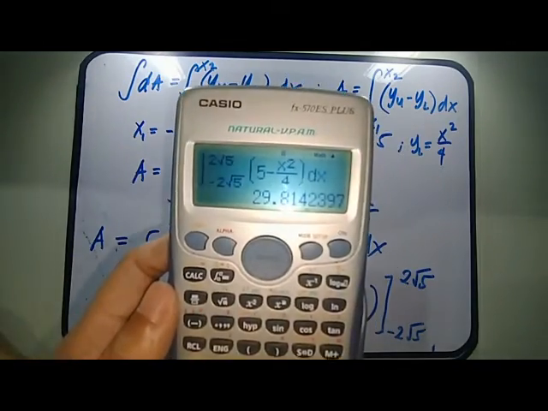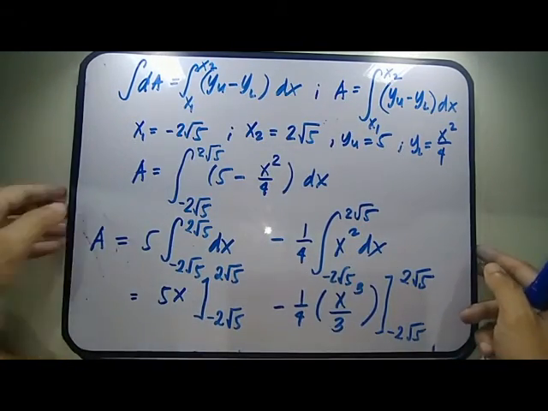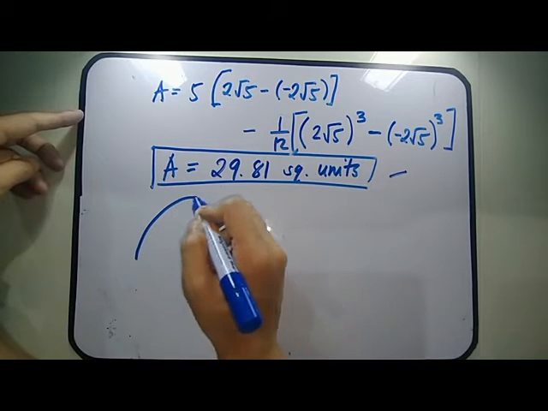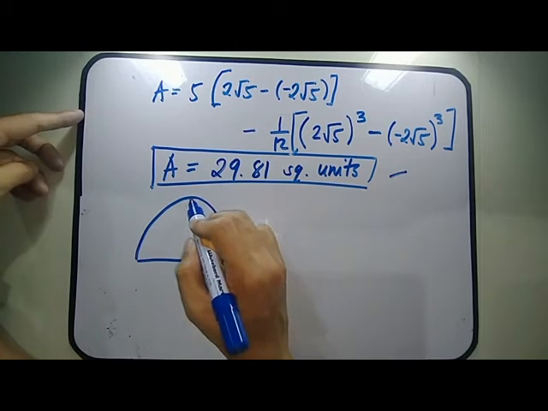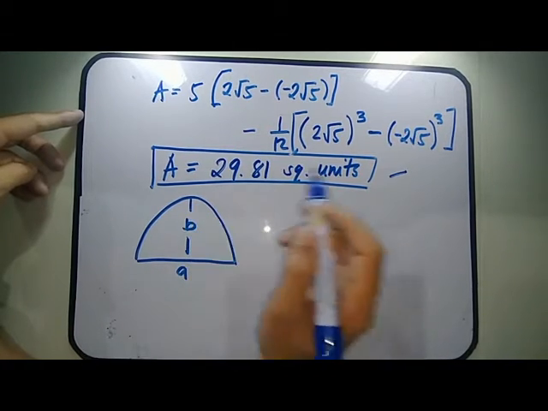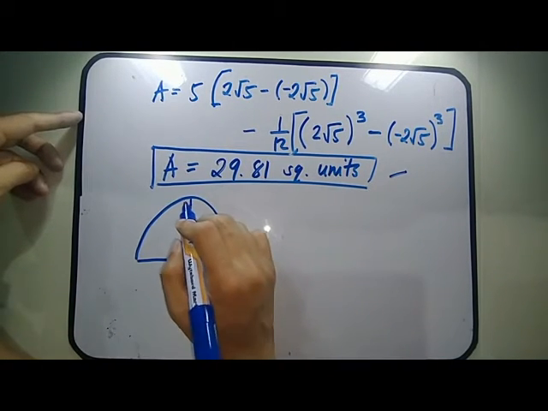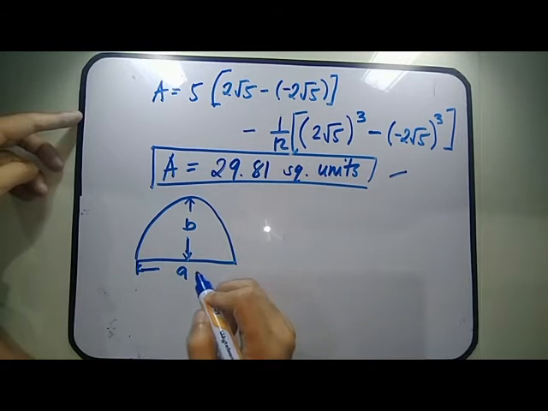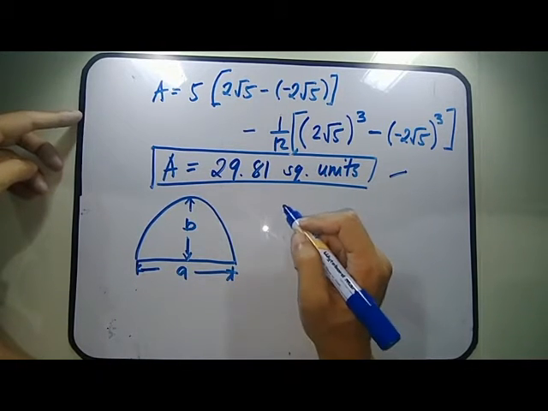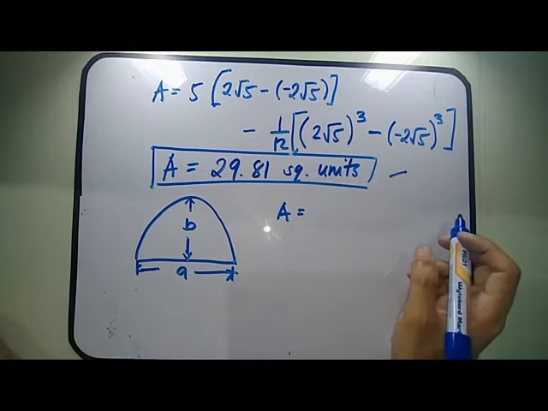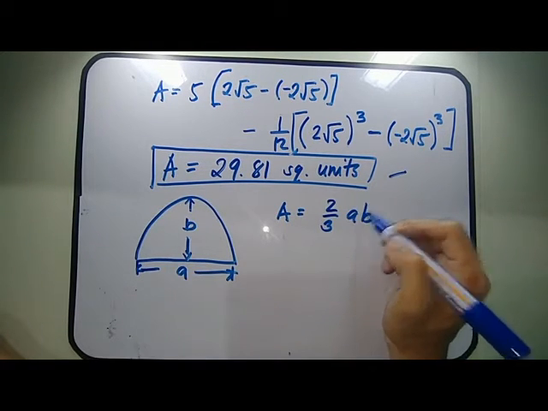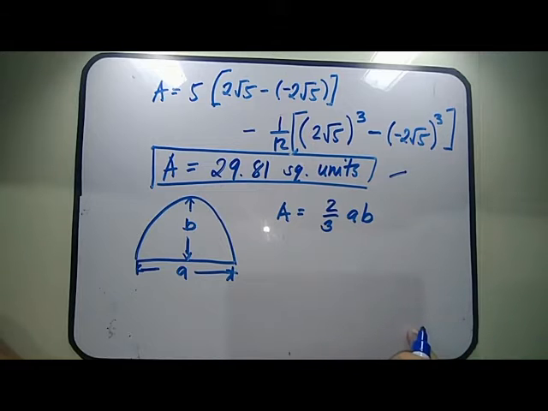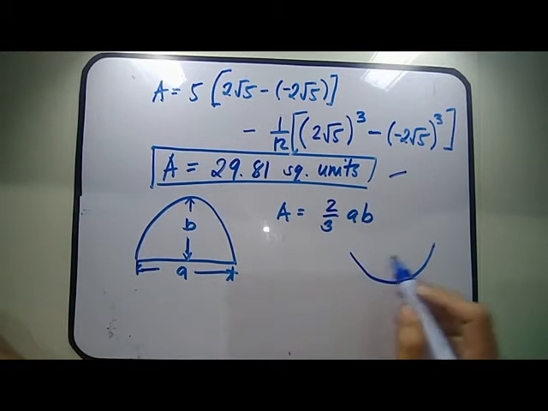Now guys, we have an alternate solution for this. So for a segment of a parabola, we actually have a formula. So if this length is A, this height is B, so the height from the vertex to the bisecting line segment there. So the area is equal to 2/3 AB. So this formula guys is derived using integral calculus also. So this is already a formula for a segment of a parabola.